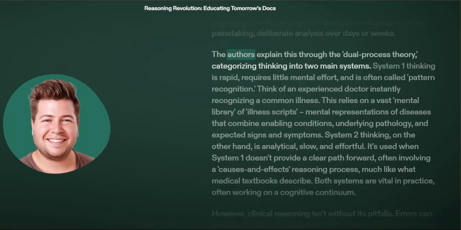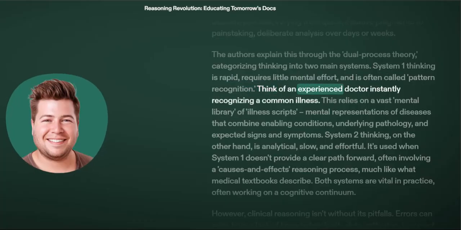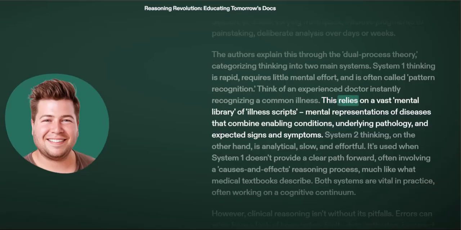The authors explain this through the dual process theory, categorizing thinking into two main systems. System 1 thinking is rapid, requires little mental effort, and is often called pattern recognition. Think of an experienced doctor instantly recognizing a common illness. This relies on a vast mental library of illness scripts, mental representations of diseases that combine enabling conditions, underlying pathology, and expected signs and symptoms.